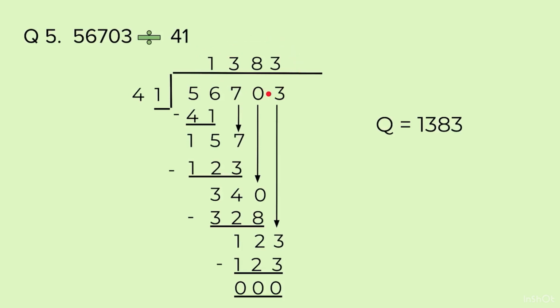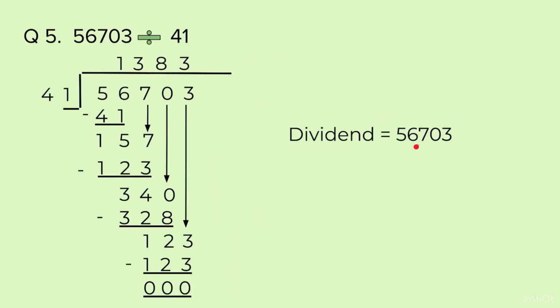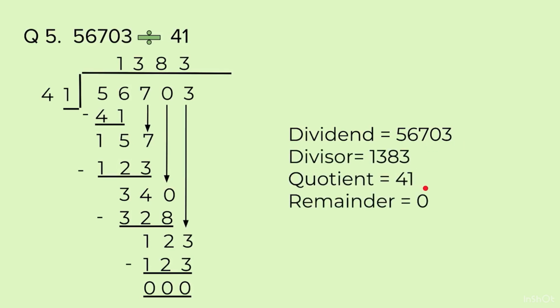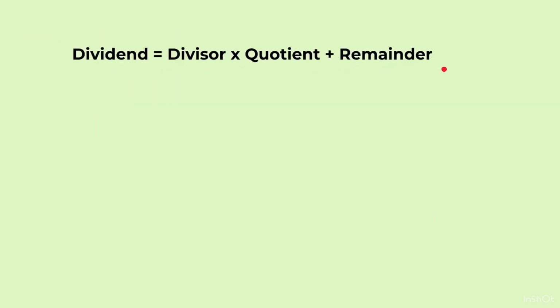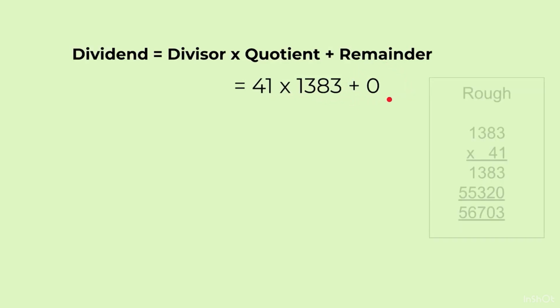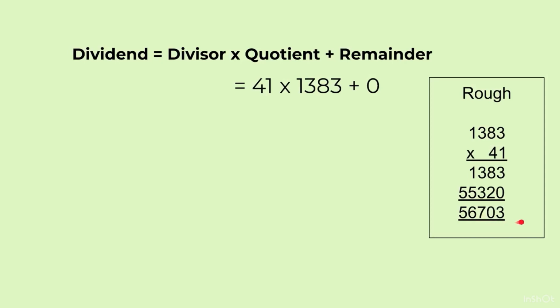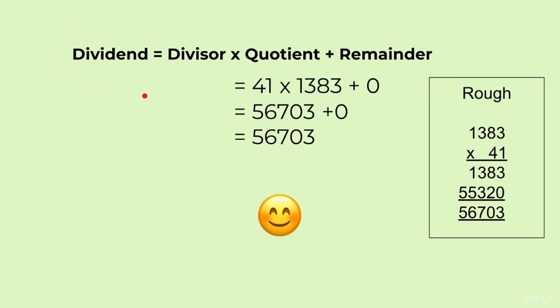Question 5. 56703 divided by 41. When you divide, you will get the quotient as 1383, remainder 0. And in this question, you also had to check your answer. Dividend is equal to 56703. Divisor is equal to 41. Quotient is equal to 1383. Remainder 0. Dividend is equal to divisor into quotient plus remainder. When you put the values, you get 41 into 1383 plus 0. When you multiply, you get 56703 plus 0 will give you 56703. This is the same as your dividend. That means our calculations are correct.